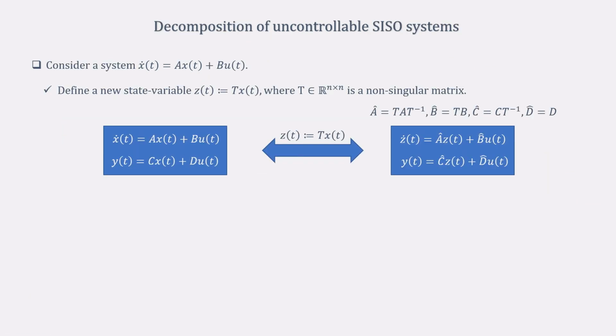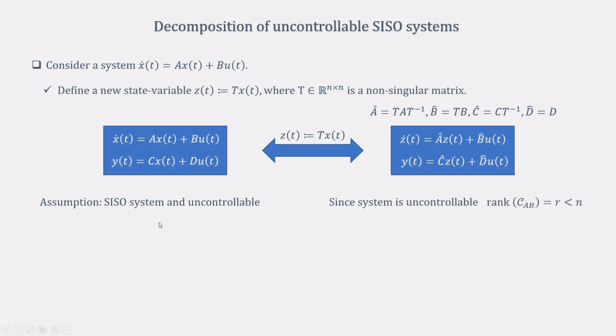Consider that we have a system x dot equal to Ax plus Bu and we define this new state variable z, and you remember if we take T to be in some nice form, then we can get either to the Jordan canonical form or the controller canonical form that we had seen in the last few lectures. Today we will be constructing a new T matrix which will help us to decompose an uncontrollable system. Let us see how we are going to do that.